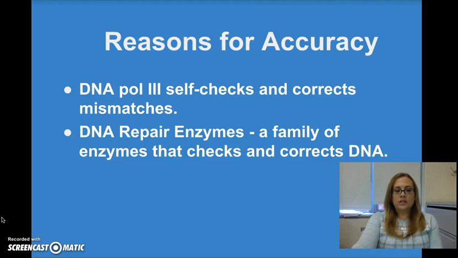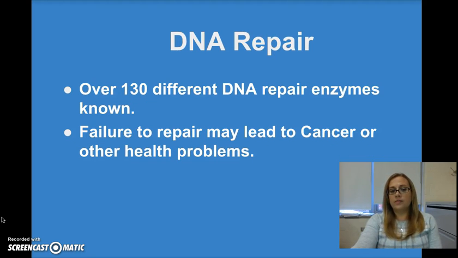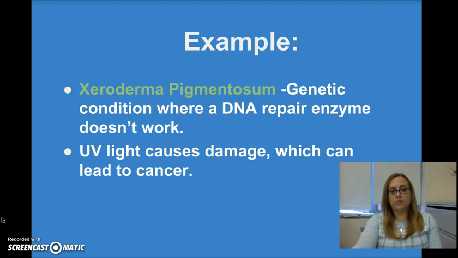You have the DNA polymerase III that's going to self-check and then correct any mismatches. And then you have a whole other family of enzymes, and their entire job is to check and then correct any errors that they find in DNA. Right now, there's over 130 different DNA repair enzymes that we know about. And so they're pretty good at their job because failure to repair any of these errors could lead to cancer or other major health problems.